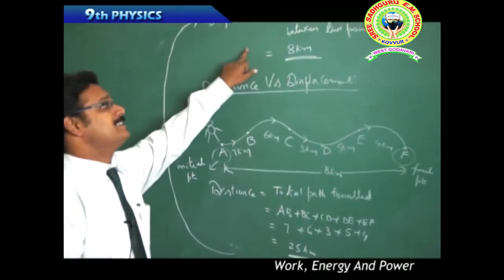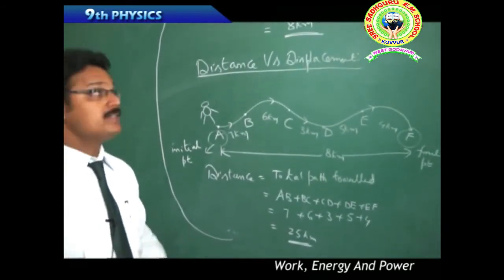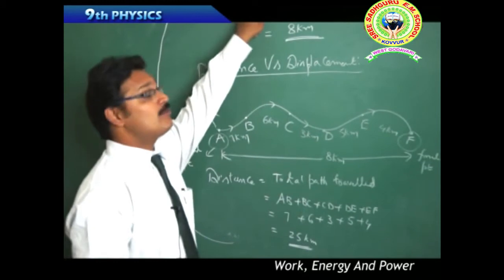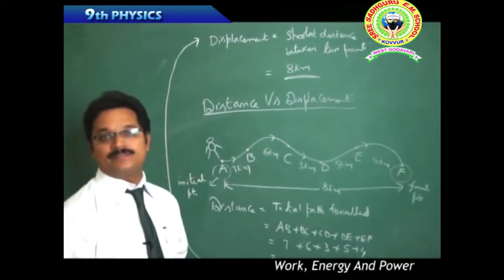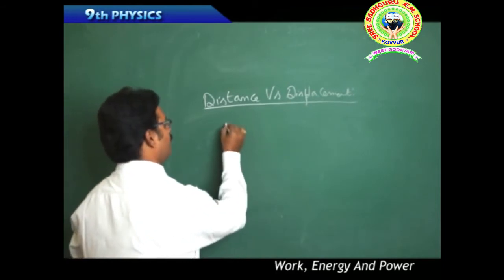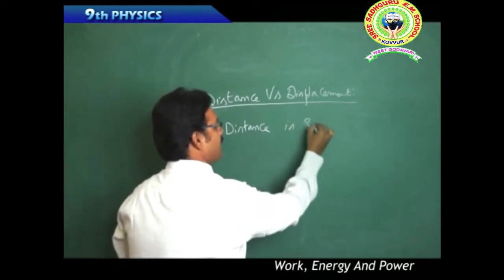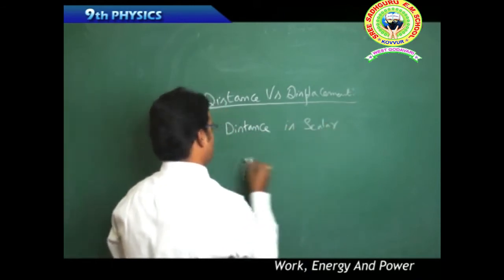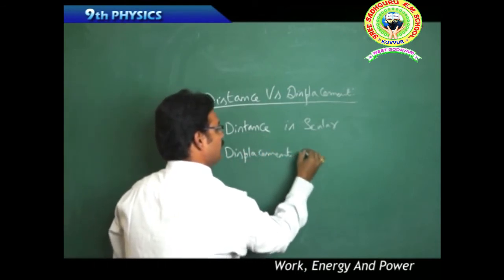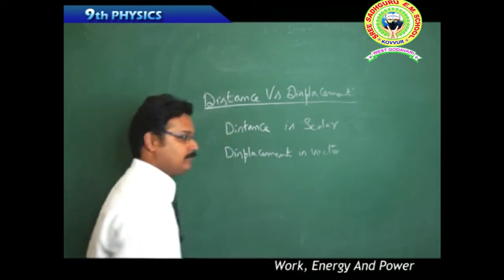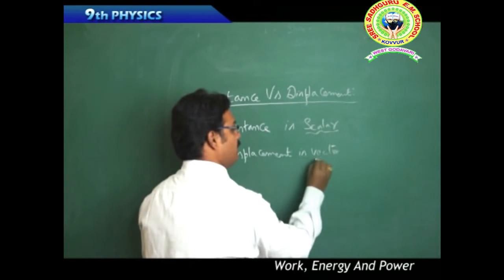That means displacement is always lesser than distance. Why does this happen? Because displacement always takes the shortest distance between the points, whereas distance takes the total path traveled. So, distance is scalar, displacement is vector. Right, now I have used two new terms, scalar and vector.